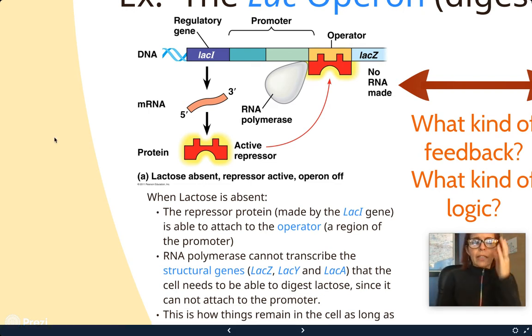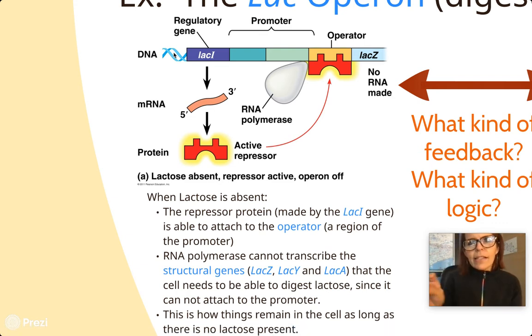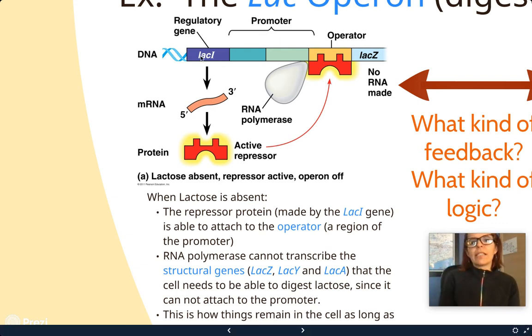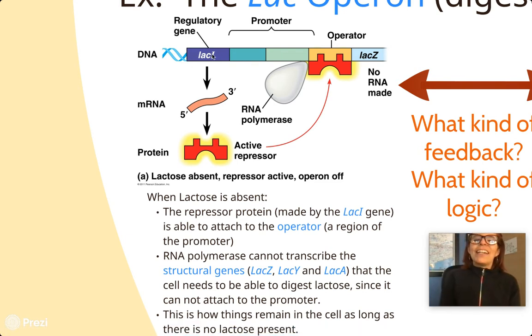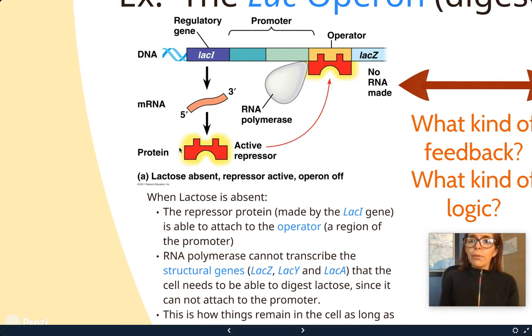So let's take a look at the operon itself. They're showing you here that this represents DNA. You cannot see the A's, T's, C's, and G's, but this is the prokaryote's DNA. So that's what it's representing. So there's a gene upstream, they call it upstream, that produces a repressor. That's called a regulatory gene.